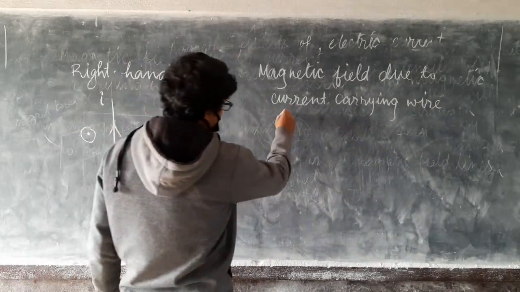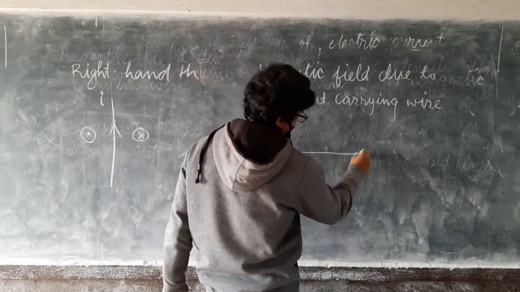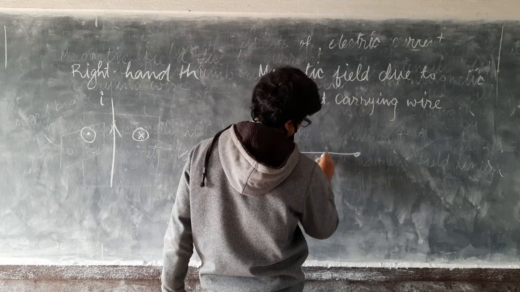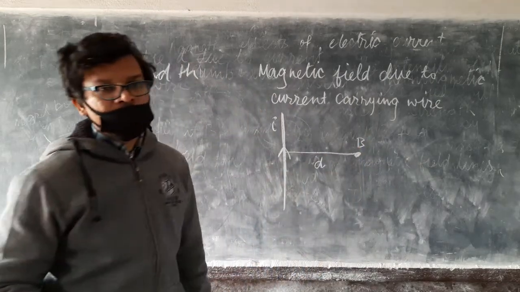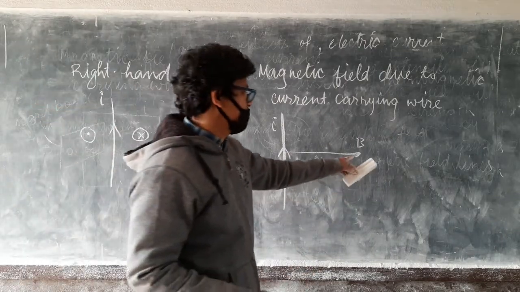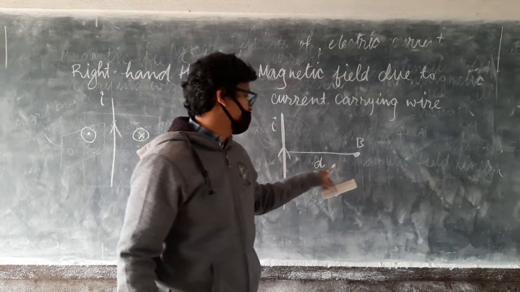Magnetic field due to a current carrying wire. Suppose this is the wire which is carrying current I. You want to find the magnetic field at this point which is at a distance of d. Magnetic field is denoted by capital B.